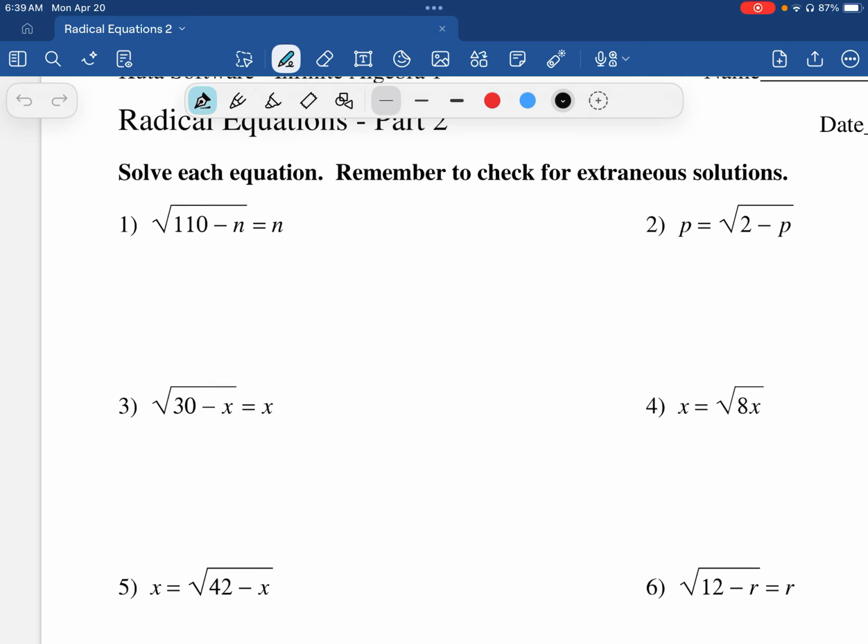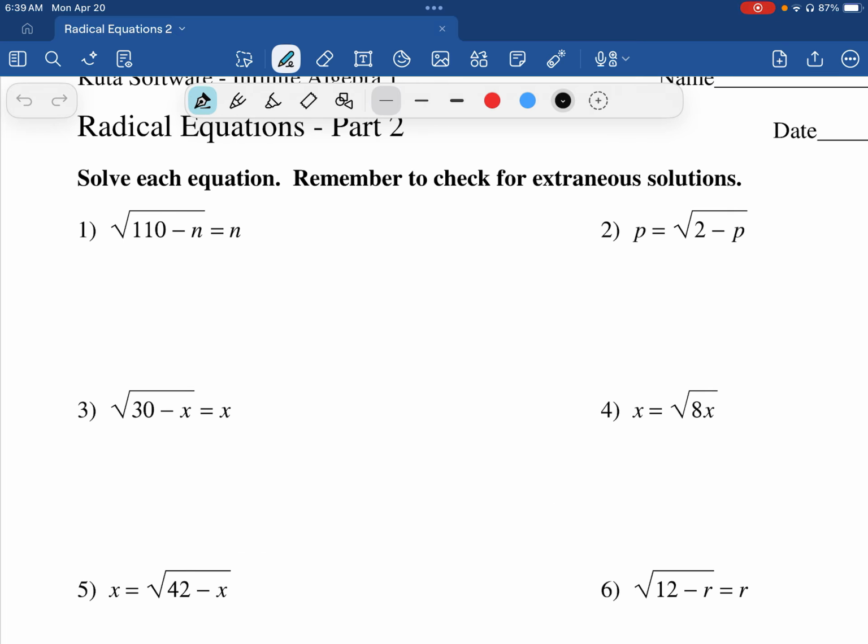Similar to part 1, we have to recognize that when we're dealing with an equation with a square root, we have to be thinking about using a square to undo it. Multiplication undoes division, addition undoes subtraction, squaring undoes square rooting. So if we look at this 110 minus n and see how it's under a square root, if we were to square both sides, that would allow us to cancel this square out with this square root. Now we get 110 minus n equals n squared.